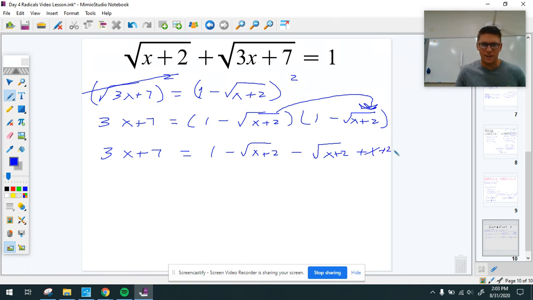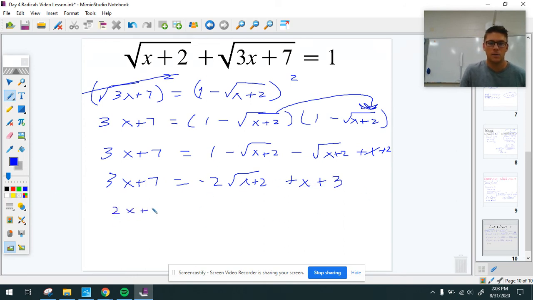So let's see where we're at. Let's try to clean this up a little bit. 3x plus 7 is equal to, well, now there's negative 2 of these, and then we have a 1 here and a 2 there, so it's 3 of those. Let's move the x and move the 3, subtract it. And then from here, once again, our goal is to get rid of these square roots. From here, we could divide by negative 2. Or you could square both sides right now. It's kind of your choice.